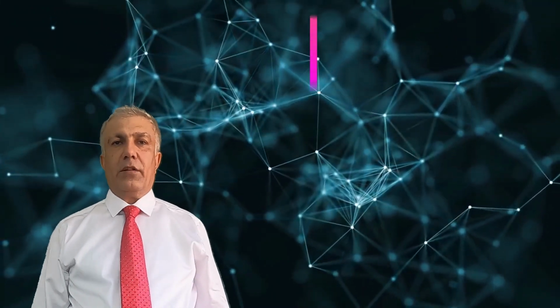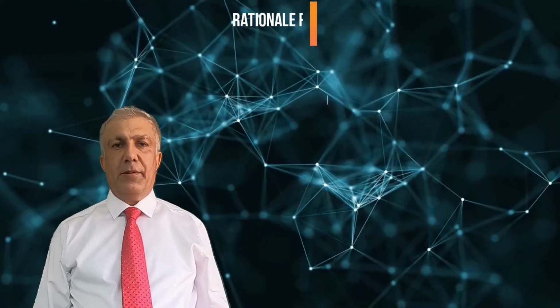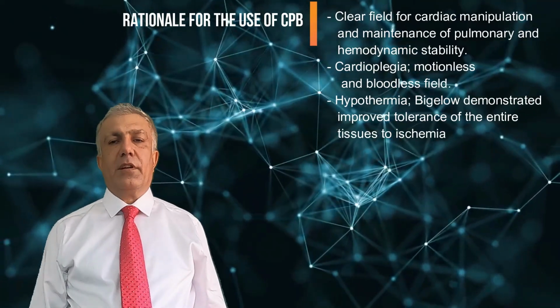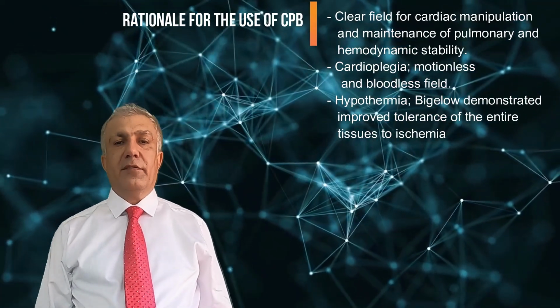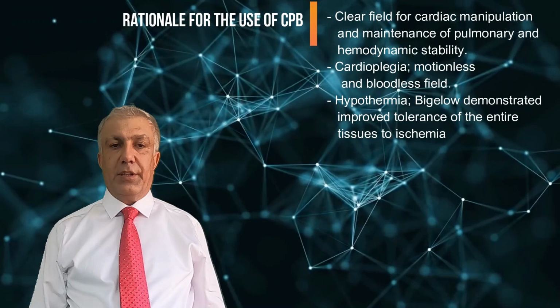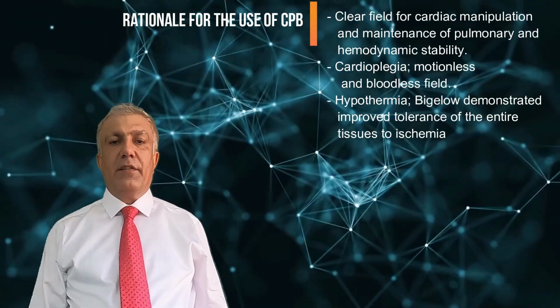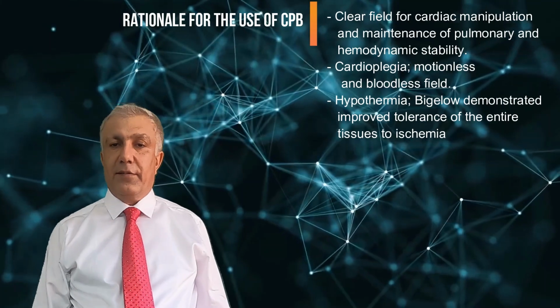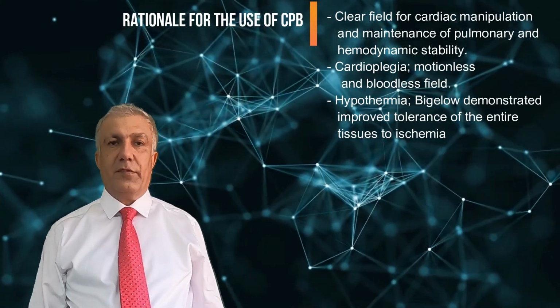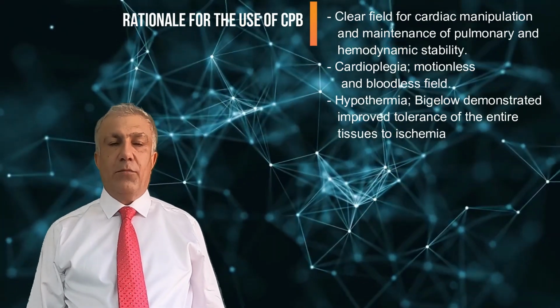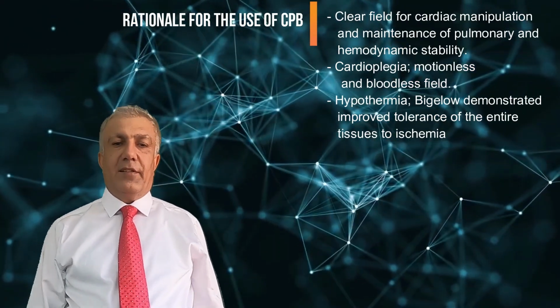Rationale for the use of cardiopulmonary bypass machine. During cardiac surgery, the cardiopulmonary bypass machine provides the surgeon with a clear field for cardiac manipulation and maintenance of pulmonary and hemodynamic stability. The objective of the heart-lung machine is to provide enough flow to maintain a sufficient cardiac index for the tissues. The addition of cardioplegia allows the surgeon to work in a motionless and bloodless field.